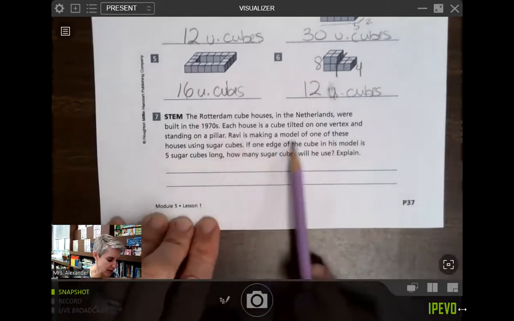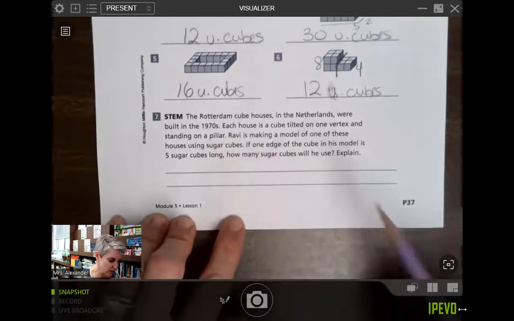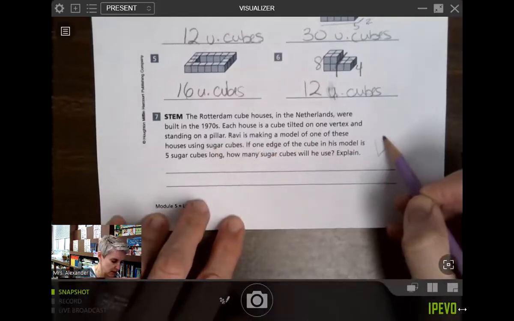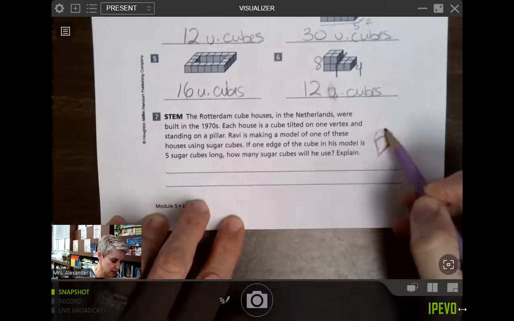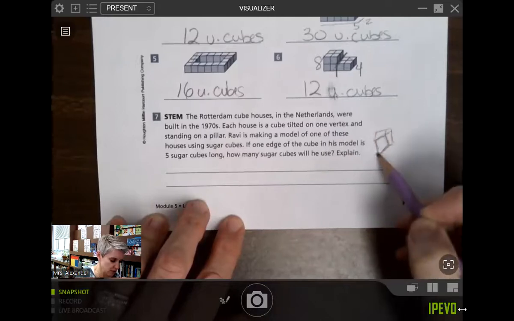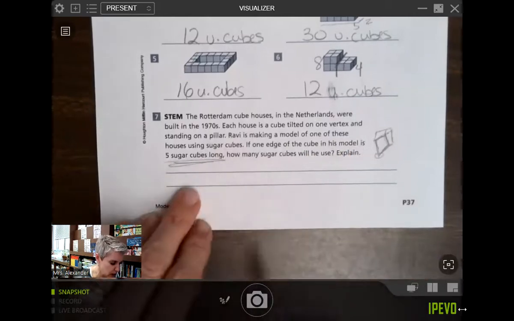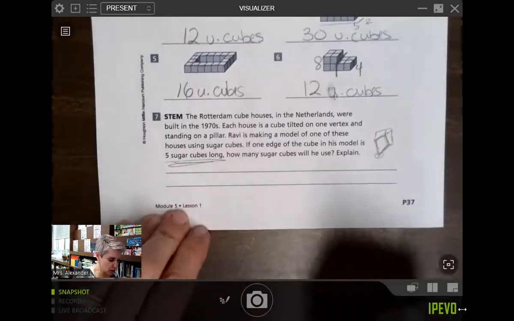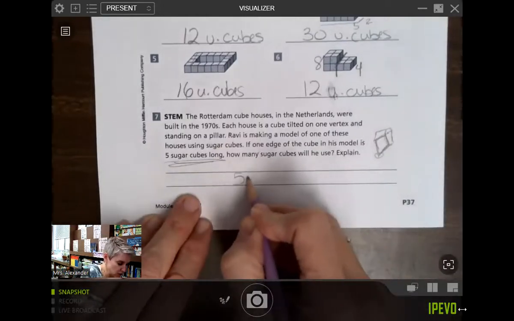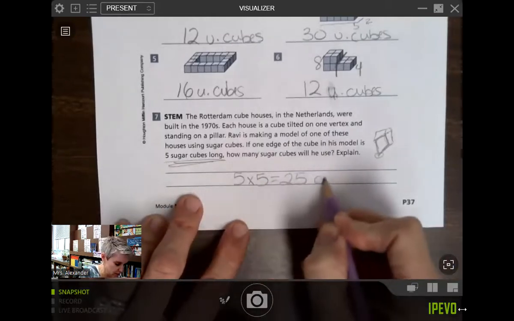It says Ravi is making a model of one of these houses using sugar cubes. If I kind of draw a model over here, it's not great, but there's my cube and it's kind of standing on its vertex here. If one edge of the cube of his model is 5 sugar cubes long, how many sugar cubes will he use? So if it's 5 sugar cubes long, I know then the base is going to be 5 times 5, which would be 25 cubes.